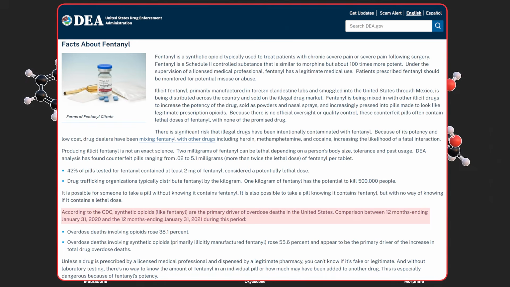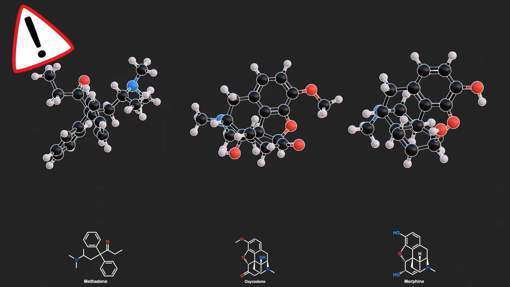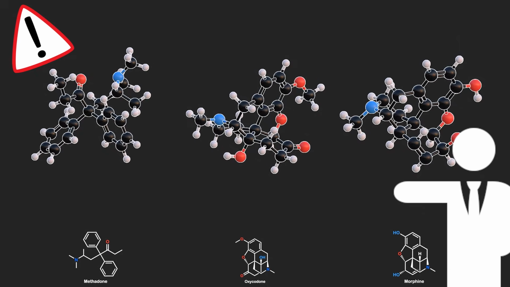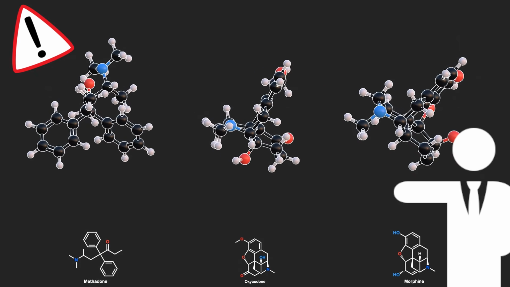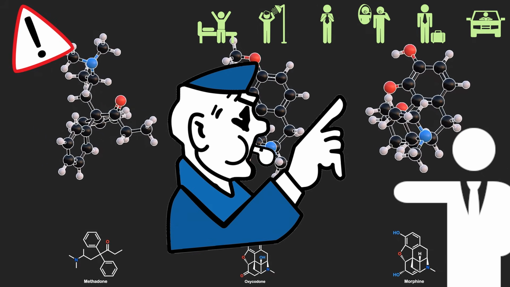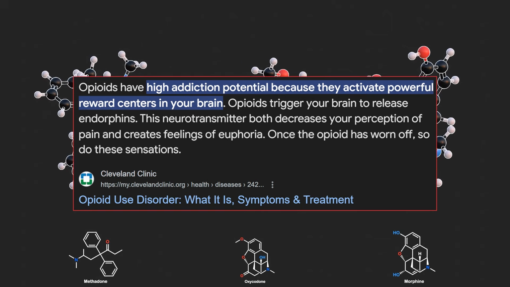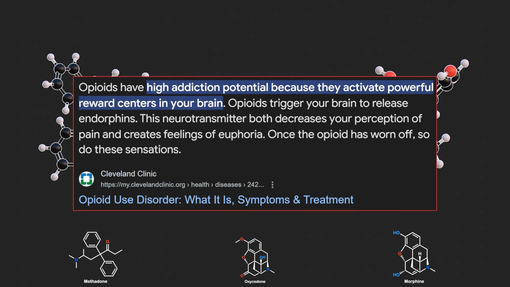According to the CDC, synthetic opioids like fentanyl are the primary driver of overdose deaths in the United States. During the period between January 31, 2020 to January 31, 2021, overdose deaths involving opioids rose 38.1%. It's important to recognize that prescription opioids play a crucial role in providing necessary pain relief and enabling daily function. While their medical use for pain relief is essential, it's also important to be mindful of their potential for abuse and the risk of developing a high level of addiction with repeated use.